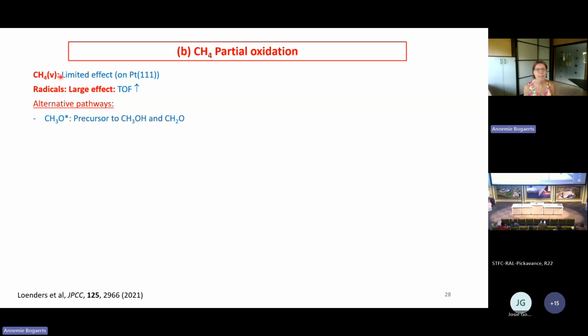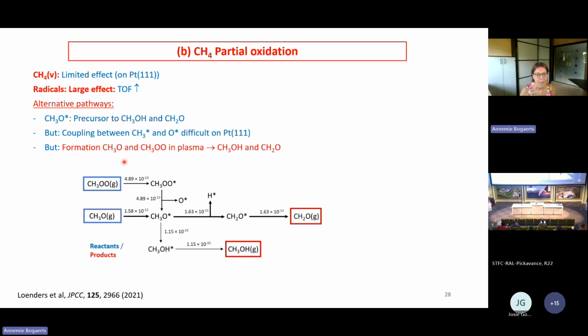This could be explained because plasma allows alternative pathways, like for instance, this methoxy radical, which is a precursor for methanol and formaldehyde. But the coupling between methyl radicals and oxygen radicals is difficult on this catalyst. In the plasma, however, these radicals and also other radicals are easily formed. They adsorb at the catalyst surface, so you don't need this coupling. You have this automatically by adsorption from the plasma, and you can then form methanol or formaldehyde.